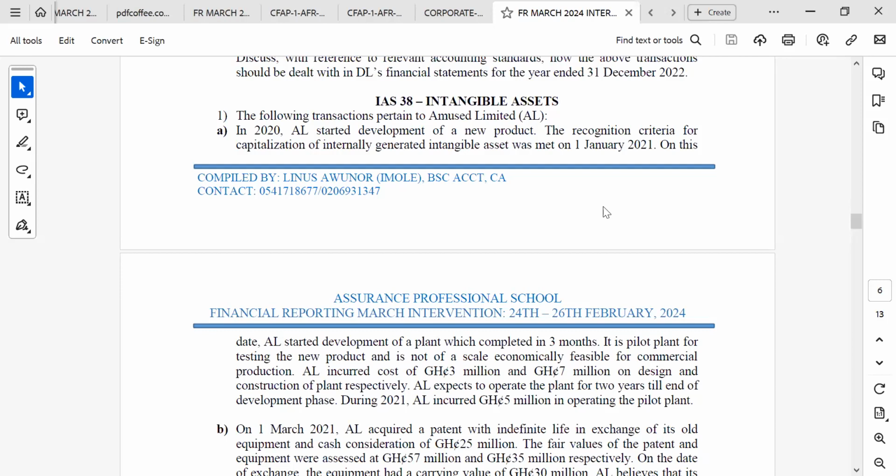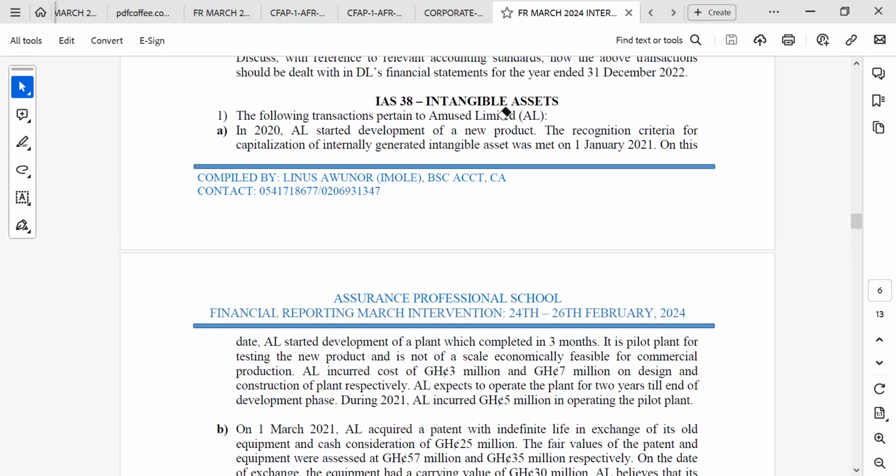Okay, let's come to the last one. During 2021, AL incurred 5 million in operating the pilot plants. If you are testing, it means that you'll be operating the machine, isn't it? Yes, ma'am. If you are testing, it means that you will be operating. You can't just say you are testing without operating the machine. Okay. When are we incurring this operating cost? Is it after the product is ready or before the product is ready?